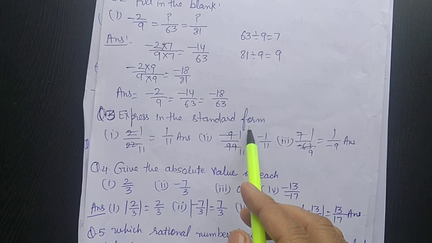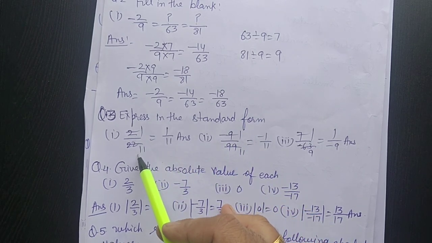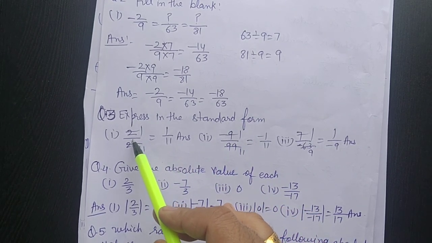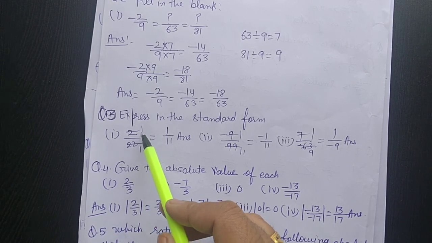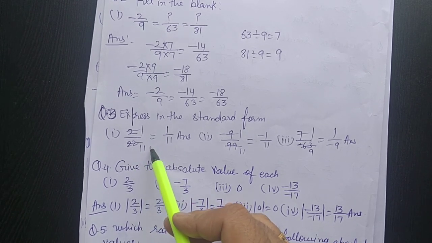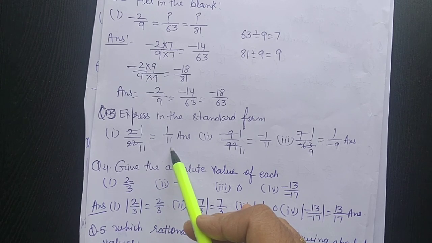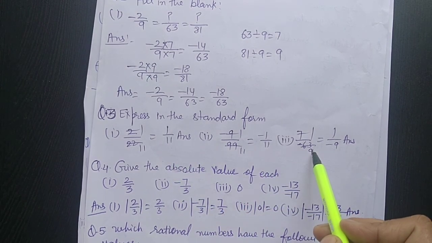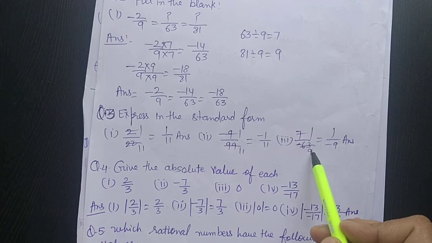So express in standard form 2 upon 21. So you can cancel it by the table of 2. 2 ones are 2, 11 2s are 22. So this is the answer. Similarly you can do the next 2 parts also.